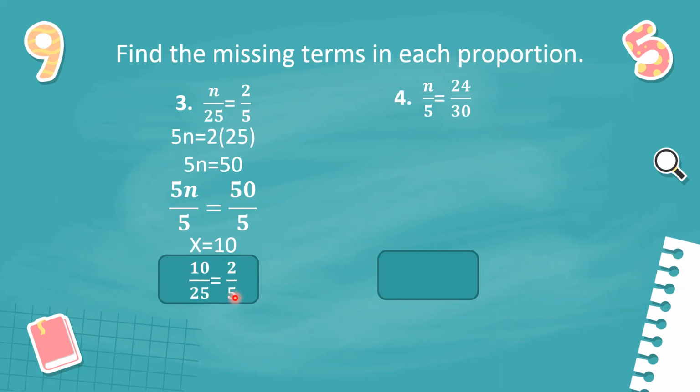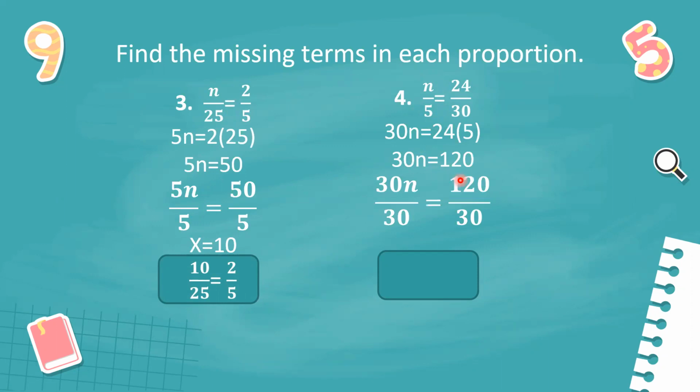Okay, for number 4, we have n over 5 equals 24 over 30. Let's cross multiply. 30 times n equals 5 times 24, or 24 times 5. That would be 30n equals 120. So let's divide both sides by 30. That would be n is equal to 4. And let's just substitute the value of n in our given. That would be 4 over 5 equals 24 over 30.